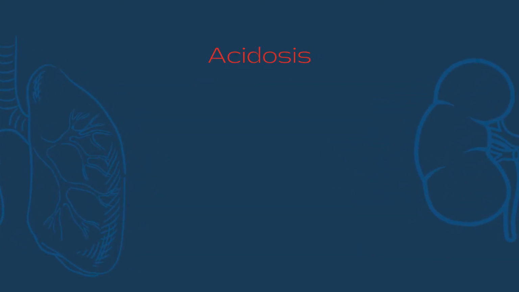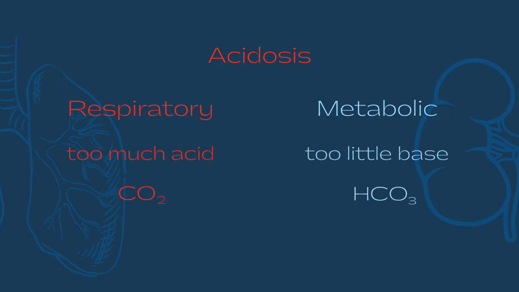There are two paths that can cause acidosis: respiratory and metabolic. Respiratory acidosis means that the body has an increase in acid or carbon dioxide. Metabolic acidosis means that the body has a reduction in base or bicarbonate.